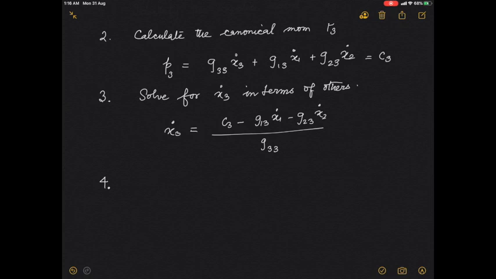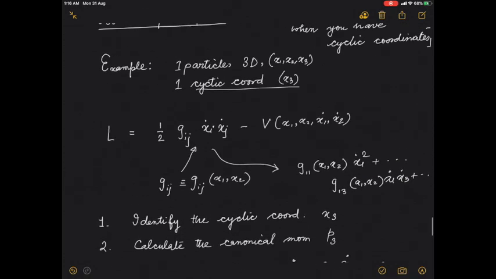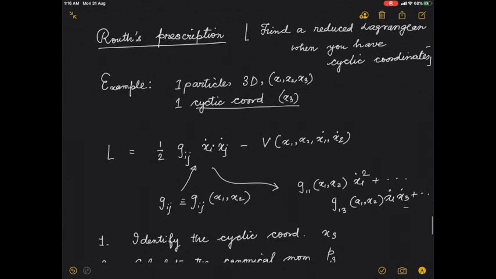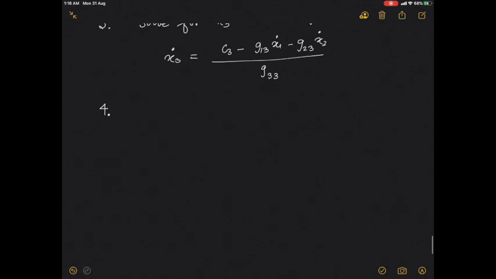So what people do at this stage, and you should not do, is replace this x3 dot in the original Lagrangian. So the original Lagrangian, wherever I have x3 dot, they replace that x3 dot with this. That is wrong. What you are supposed to do is this: this is the reduced Lagrangian. This is the one that you want to find out.